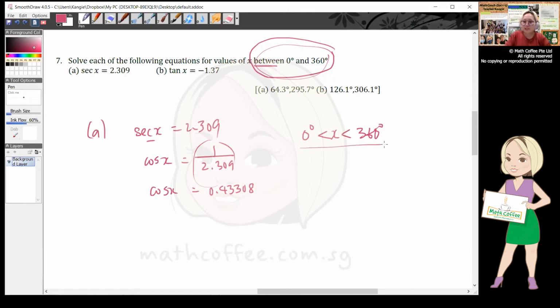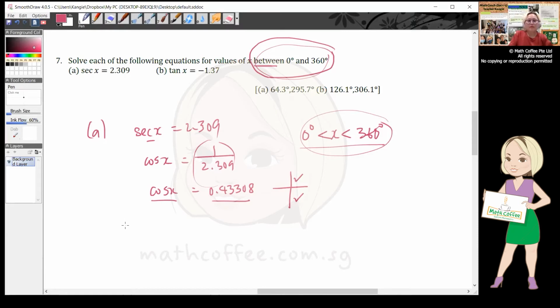Okay, so the answer range is just put there for your reference. So that when you are doing your working later and you have an answer, you check whether it is within the range. And if it's not within the range, you reject it. Next, cosine x is positive. So we know that we're talking about the first quadrant and the fourth quadrant. Because my answer range is all four quadrants, for this case my x will have two answers.